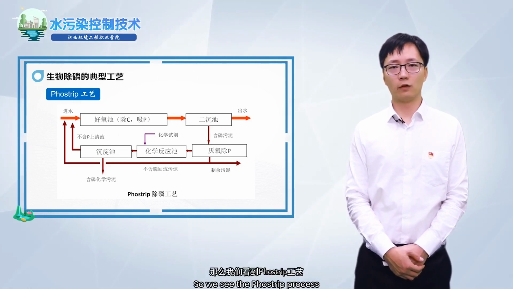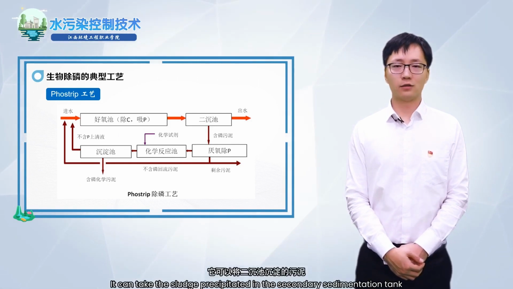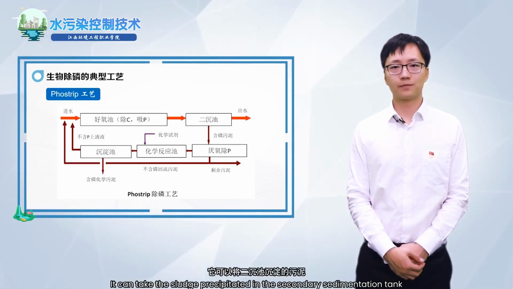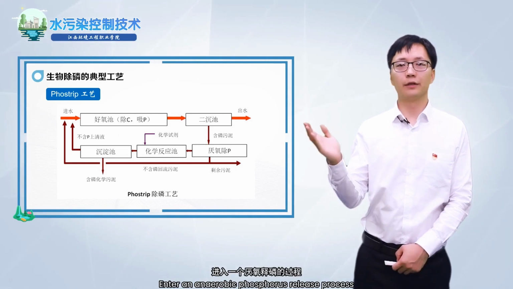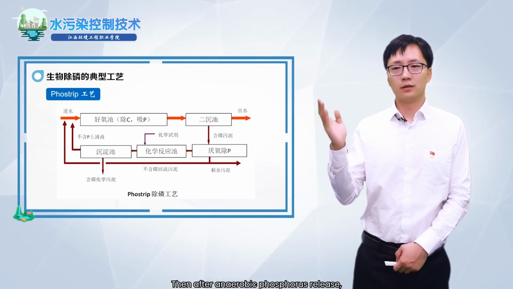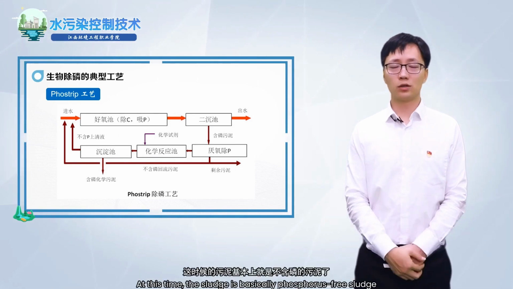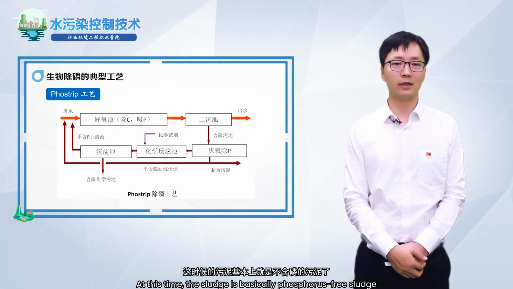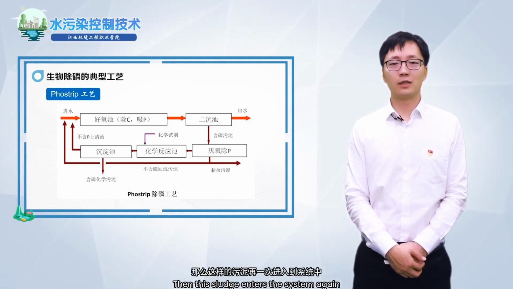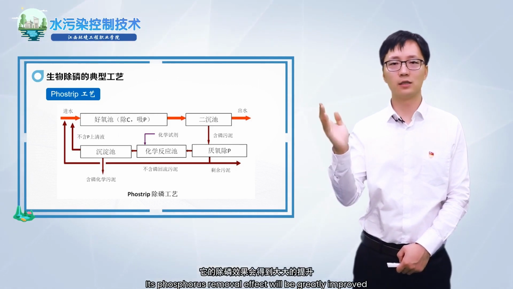So we see the Phostrip process. In the Phostrip process, the sludge precipitated in the secondary sedimentation tank enters an anaerobic phosphorus release process. Then after anaerobic phosphorus release, the phosphorus-released sludge is returned to the system. At this time, the sludge is basically phosphorus-free sludge. Then this sludge enters the system again. Its phosphorus removal effect will be greatly improved.